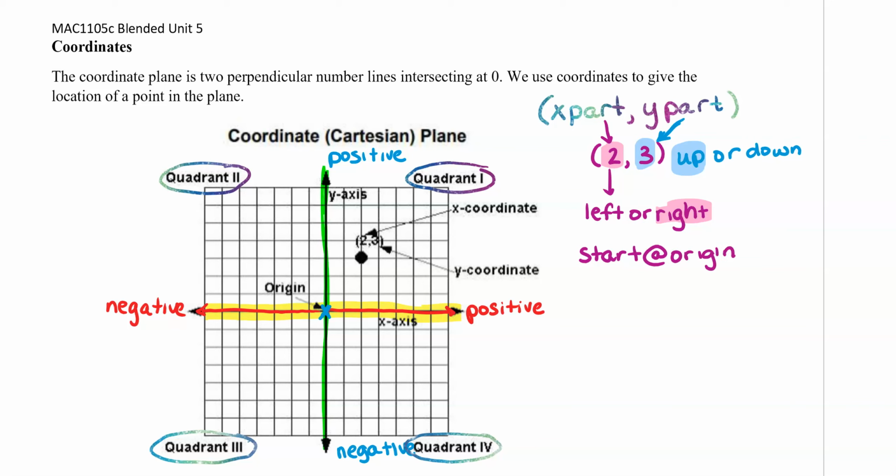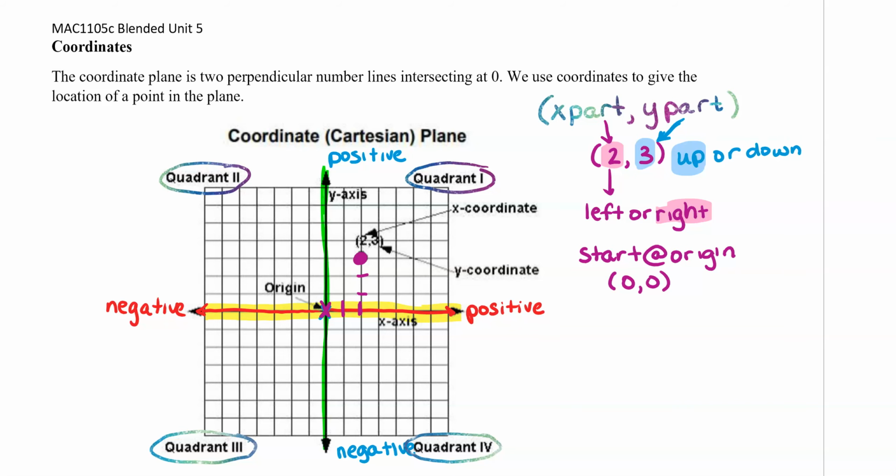Remember, the origin is where your x-axis and your y-axis intersect, and it's their zeros. So the origin is 0, 0: 0 on the x, 0 on the y. Now we're going to start at 0, 0, and we're going to count right 2, 1, 2, and we're going to count up 3, 1, 2, 3, and this is where our point lands. So this point is the location 2, 3.